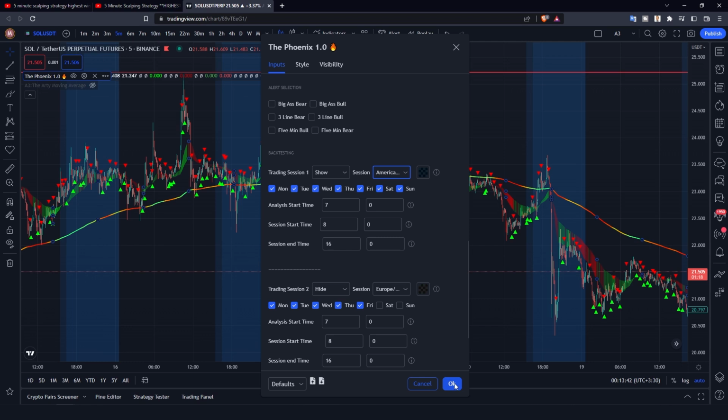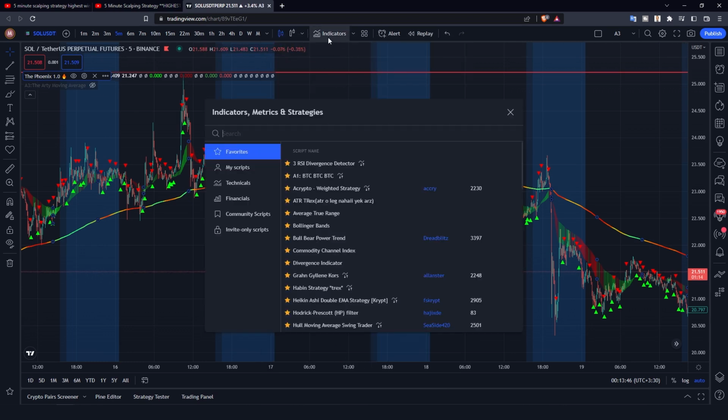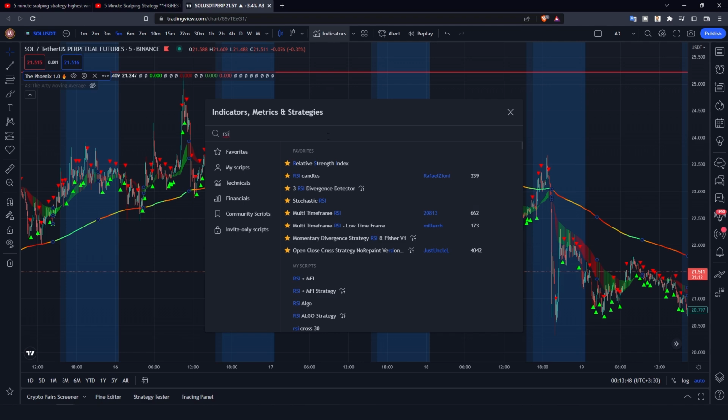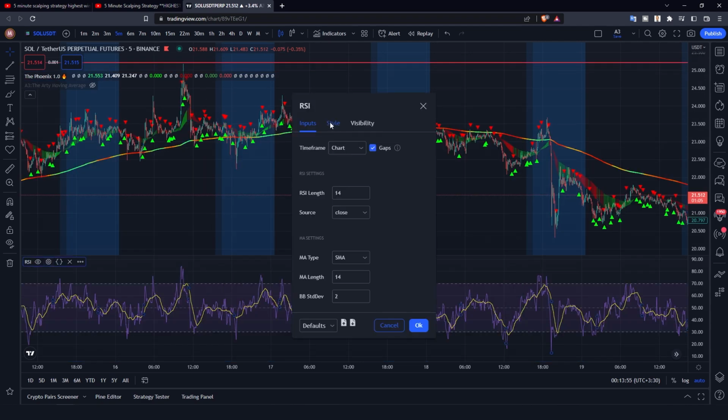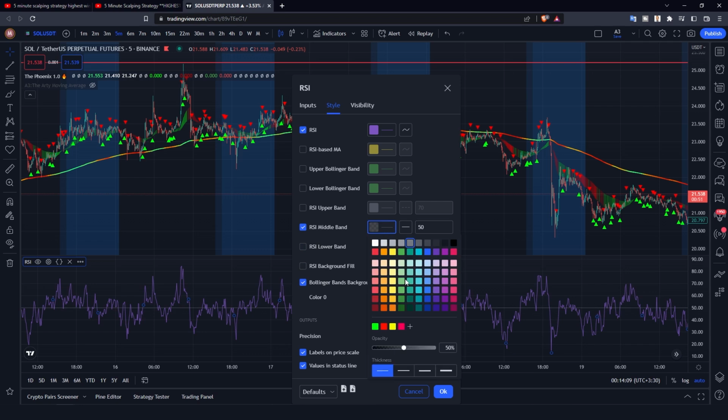If we're going to enter a long position, we have to add RSI and this is the RSI setting that is required. We turn these off because we don't need them. Okay, but this part, we make this line thicker to be more clear.